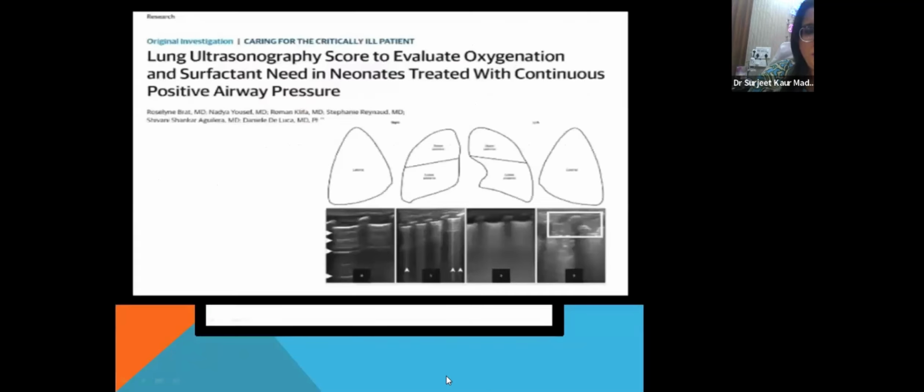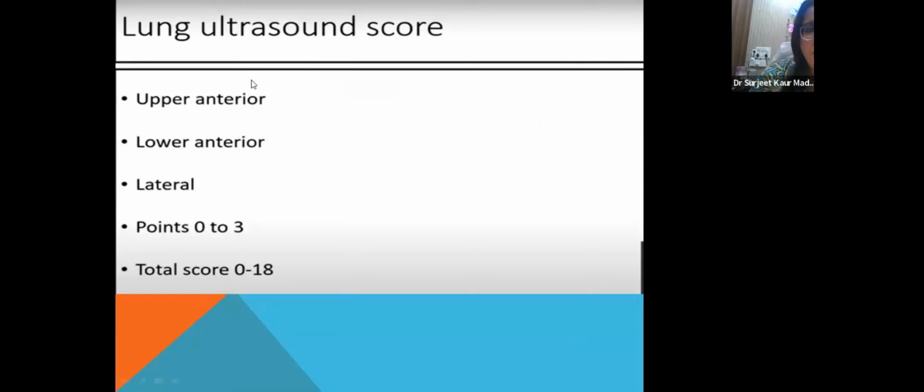This is the pattern of RDS. How do you score the lung ultrasound? So this is 0, 1, 2, 3. This is the Pratt score, and you have to scan 6 regions. You do not scan the posterior areas in Pratt scoring. You only scan the anterior and the lateral areas on both sides: anteriorly upper, anteriorly lower, and the lateral area. These 6 regions, 3 on the right and 3 on the left, you score from 0 to 3, and the total score will be 18.